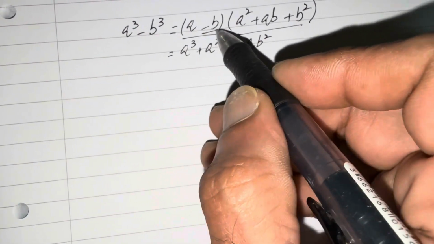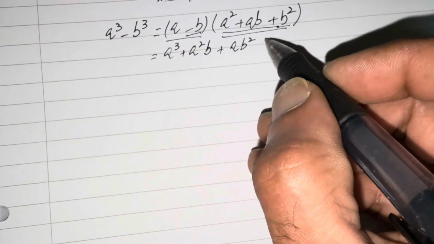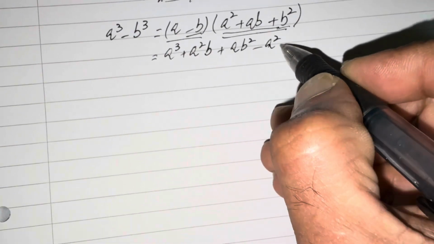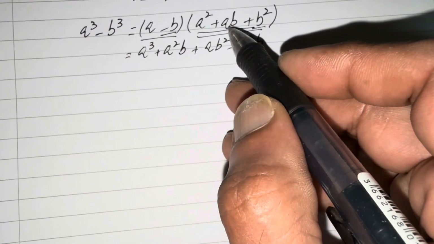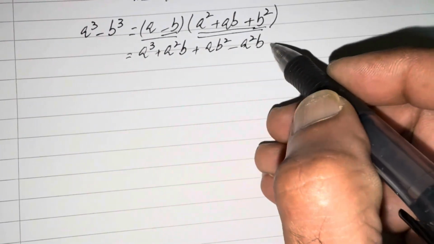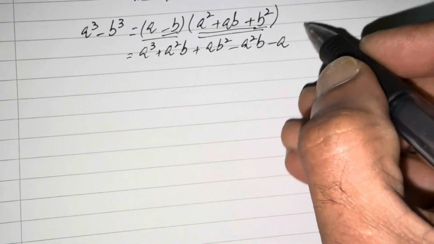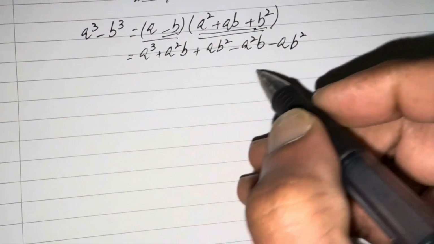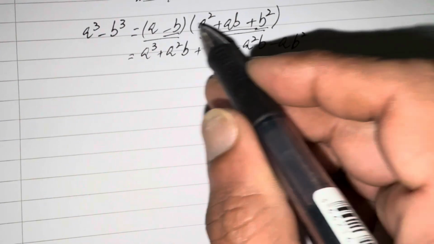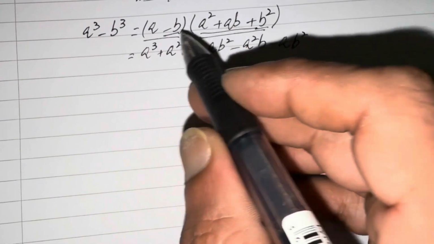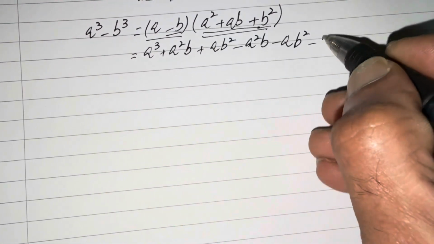Then multiply minus B with all of these terms. So minus B will multiply A square, so it will become minus A square B. And then minus B will multiply with AB, then minus B multiplied by B becomes square and A comes along as it is, minus AB square. And then minus B square multiplied by plus B square, so plus minus minus, and B cube will become here.